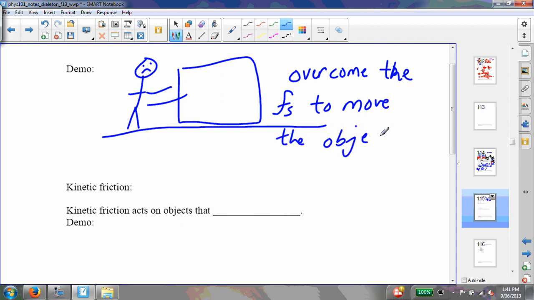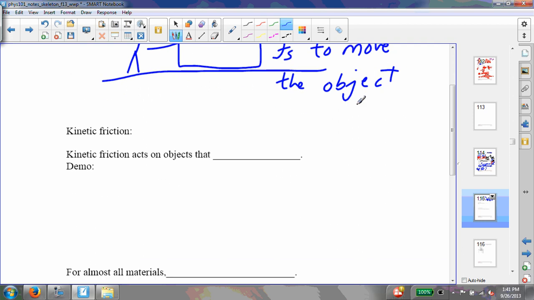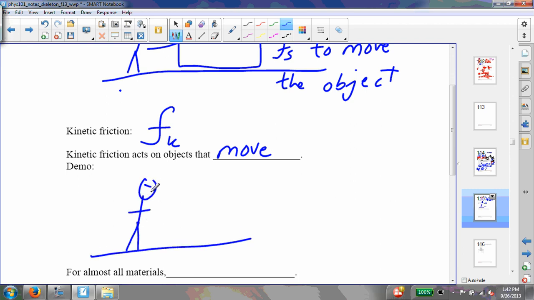All right, now, kinetic friction. Kinetic friction, we use that lowercase script f. We put a k on it. It's on objects that are moving. All right. Let's return back to this guy pushing a box. Now he's happy because he gets it to move.